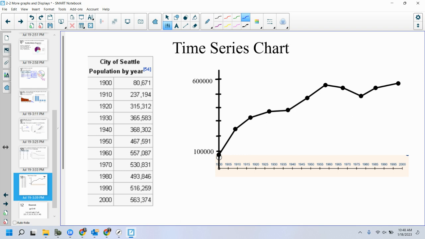Another example here, the population of Seattle by year. Just another version of a time series chart.